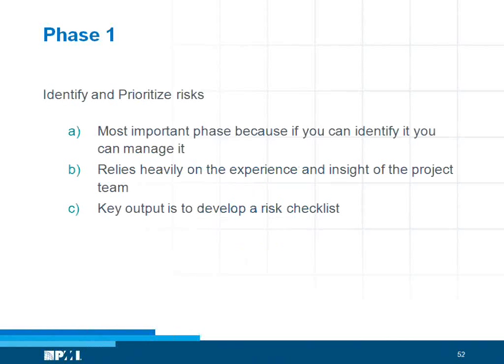The sponsor, of course, develops, monitors, and controls the risks. Tools: 4 phases, of course. First is to identify the risk. It's the most important phase because it relies heavily on the experience and insight of the project team. The key output is, of course, a risk checklist.